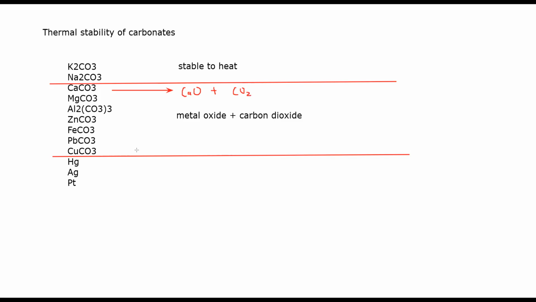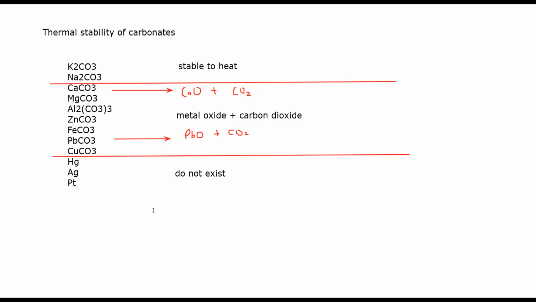If we supply heat energy to lead carbonate, what will be the result? The result will be lead oxide plus carbon dioxide. And mercury, silver, and platinum carbonates do not exist. Or even if a compound exists, it can exist only for a very short time because the compounds are not stable. So by themselves also they can decompose, even without us supplying the heat energy.